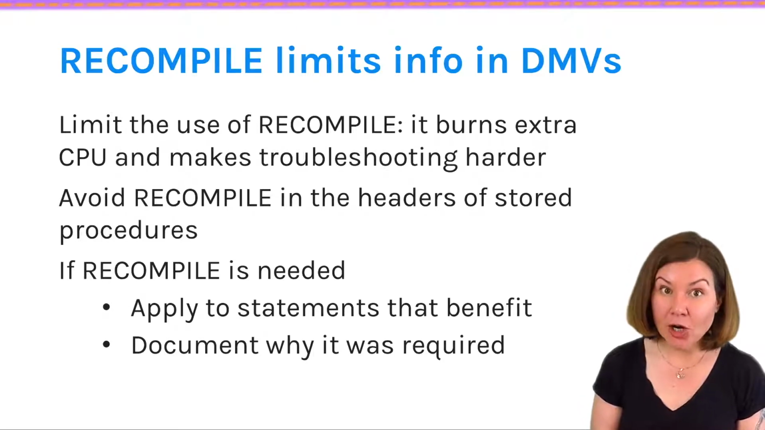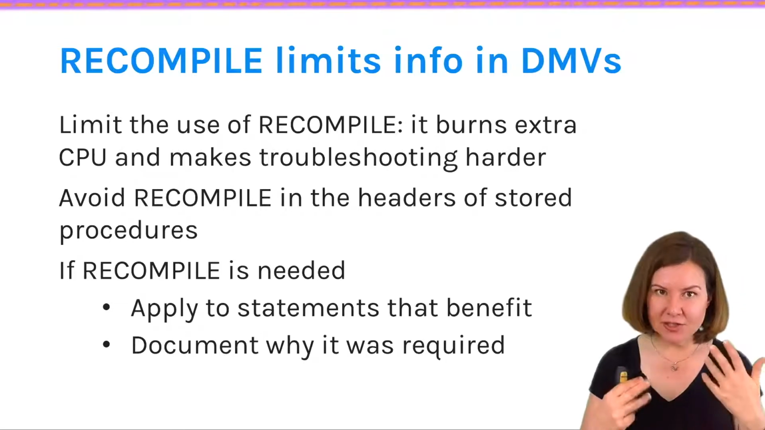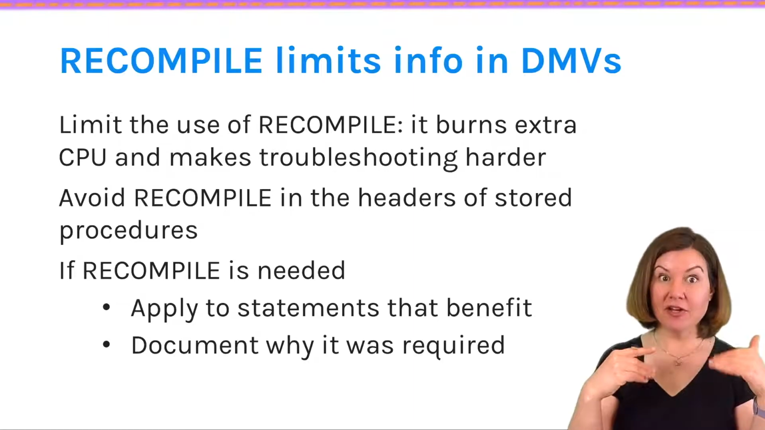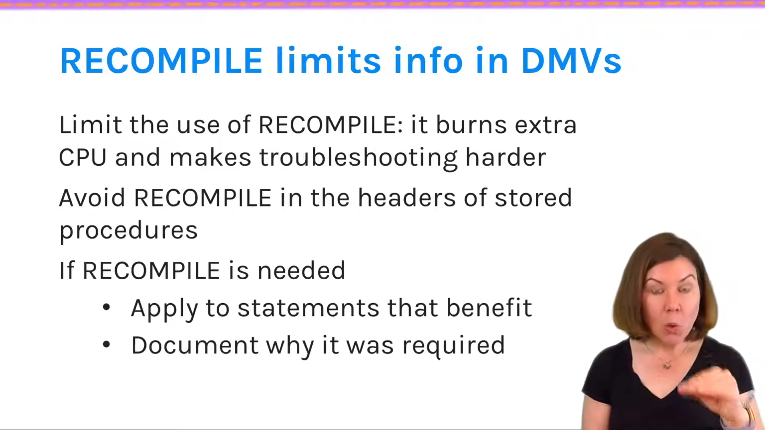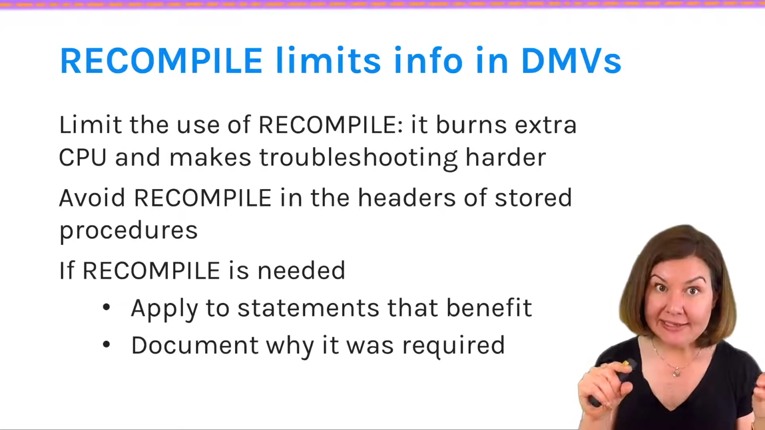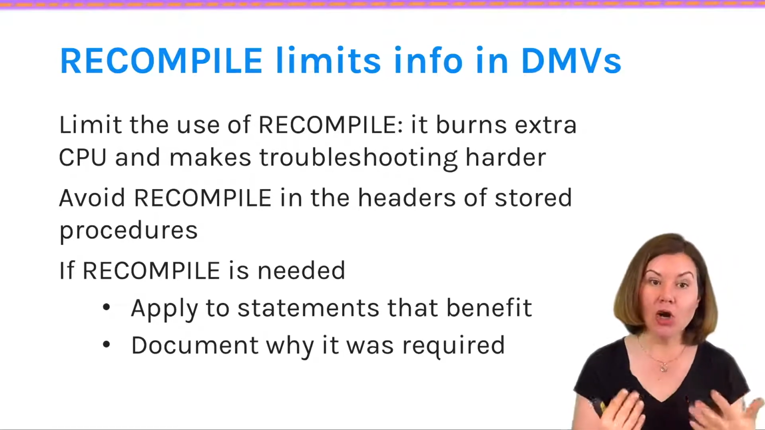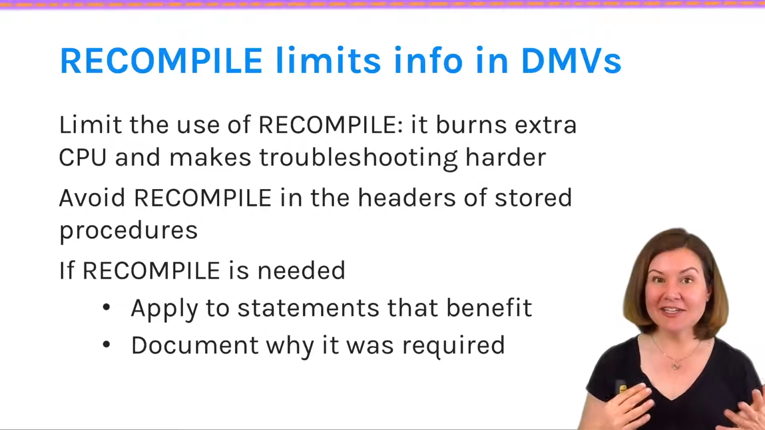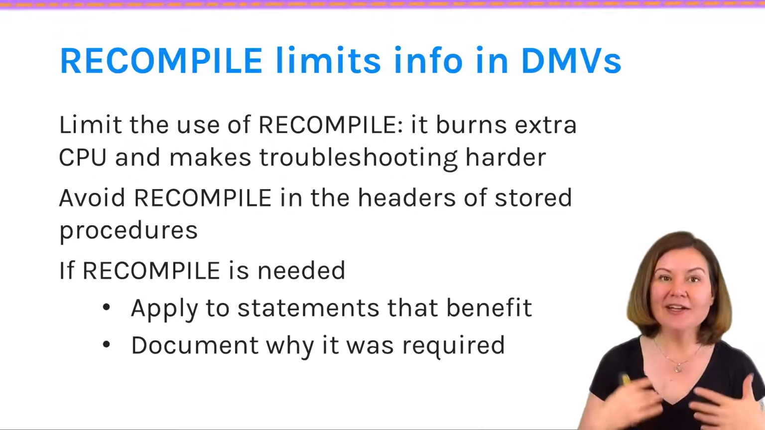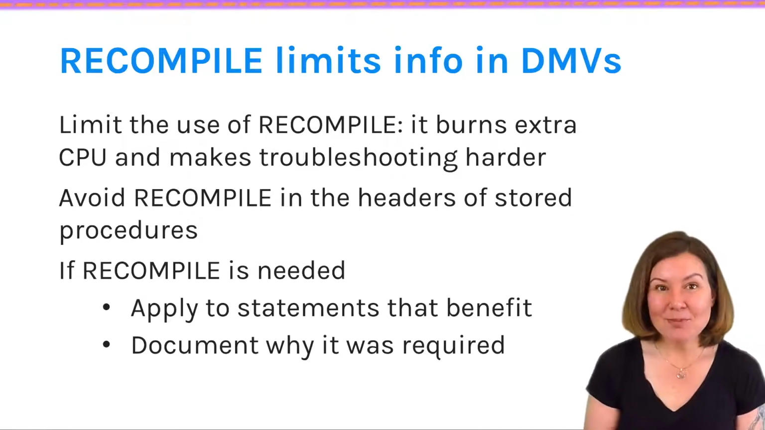If recompile hints are needed to get you consistent fast performance, and it's being applied to stored procedures that don't run so often that driving up the CPU usage is a big problem, if you do need to use the recompile hint, only put it on the statements where you absolutely need it, and document why you have it in there. You know, what problem are you solving in there? What happens if you remove that recompile hint? So that way it's clear why you've done what you've done and why it's worth that limited information in the dynamic management views to get the performance that you need.